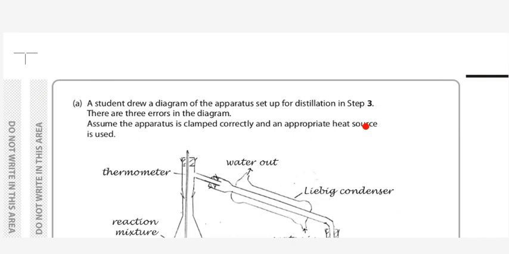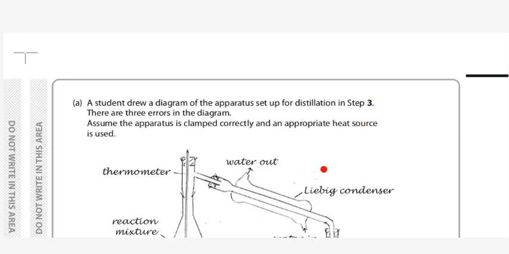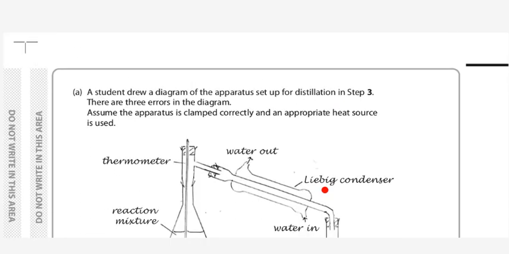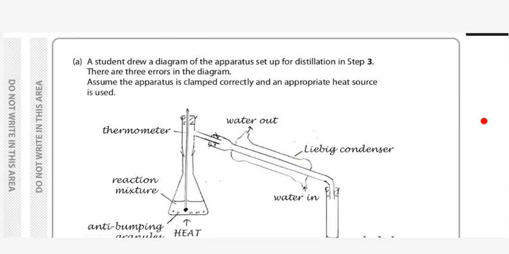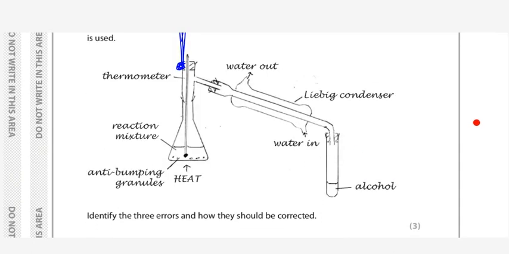A student drew the diagram of the apparatus set up for distillation in step 3. There are 3 errors in the diagram. The main errors here, let's see. The thermometer bulb should be at the same level as the distilling side arm. And the whole apparatus should not be kept sealed. Okay, the whole thing is sealed. You should connect this to a receiver adapter here, for the fume cupboard.